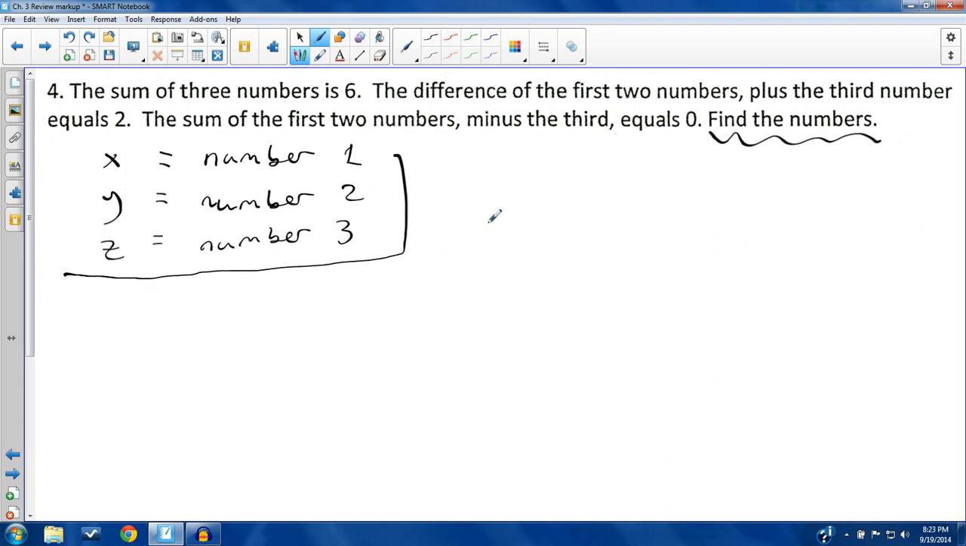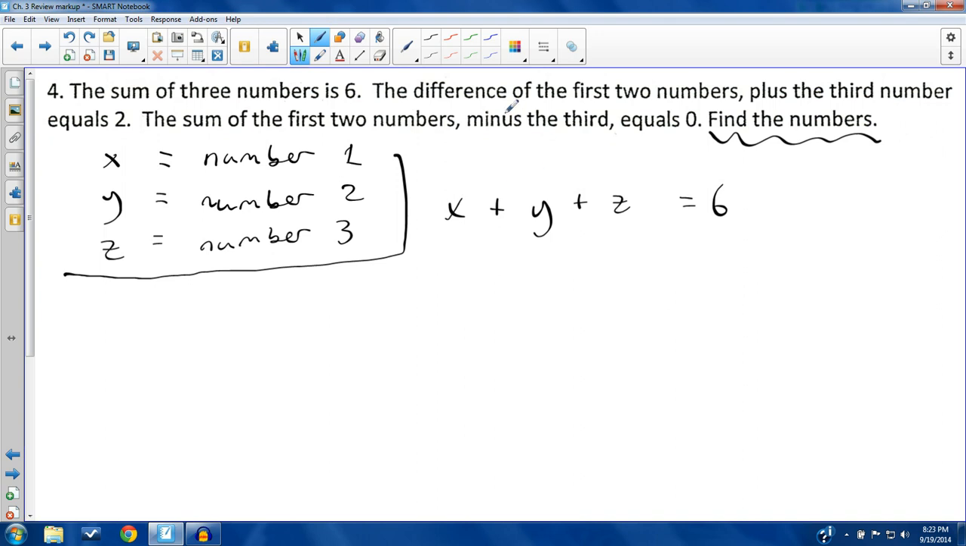All right, the sum of 3 numbers is 6. X plus y plus z equals 6. Make no assumption that these numbers can't be negative and that these numbers can't be the same thing. Okay, so don't just take a guess, go, oh, obviously it's 1 plus 2 plus 3. No, we have no idea. That's why we can't solve this yet.